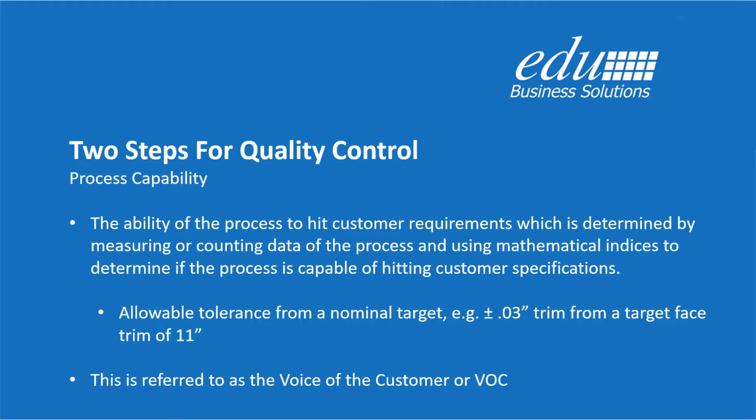Process capability, the second part, is the ability of the process to hit customer requirements, which is determined by measuring or counting data of the process and using mathematical indexes to determine if the process is capable of hitting customer specifications. Process capability determines if a process is producing quality products or services. And when managing for quality, the customer determines what is acceptable or not. Thus, the customer defines what quality is.